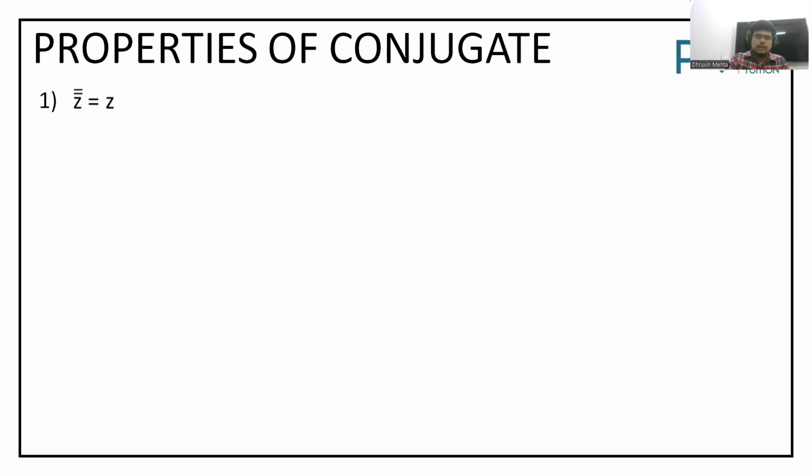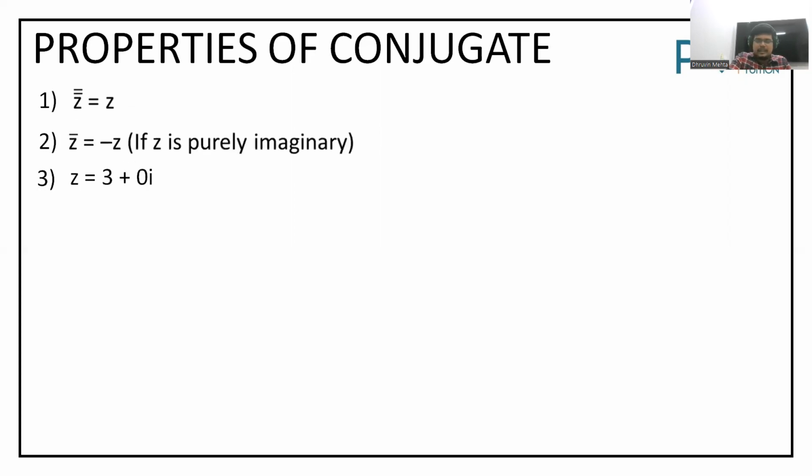बेसिक एकदम लॉजिकल प्रॉपर्टी. नेक्स्ट, सेकंड इज, if z is a purely imaginary number, Arush, here z is a purely imaginary number, 0 plus 2i, what is the conjugate in this case? Minus 2i. So what we can say is, we can directly say that z bar is negative of z in case of a purely imaginary number.